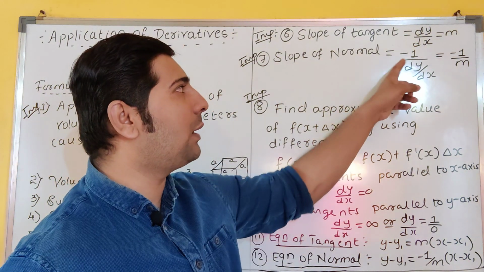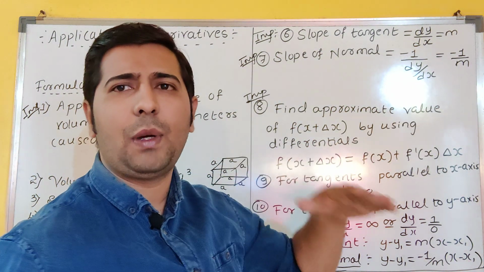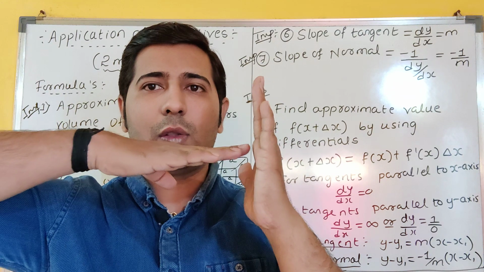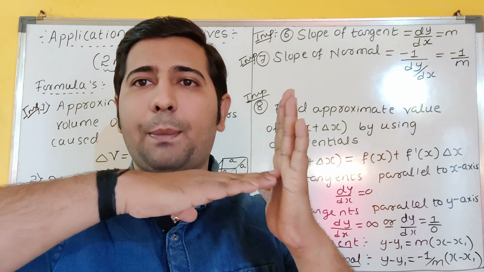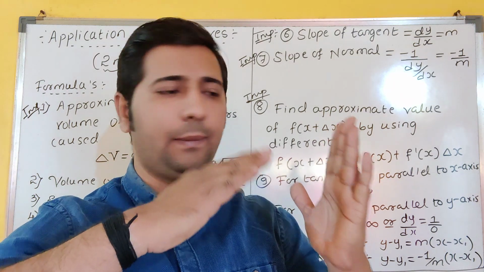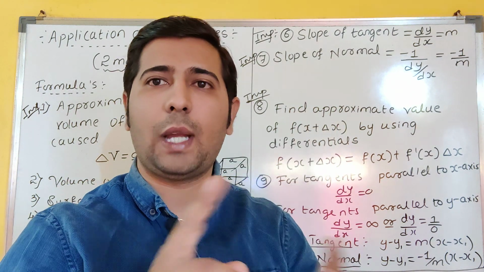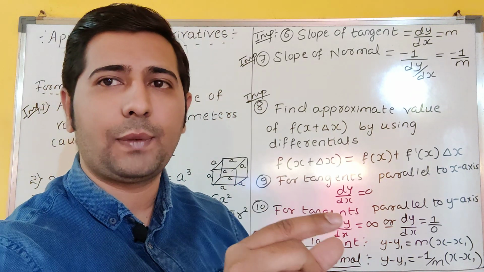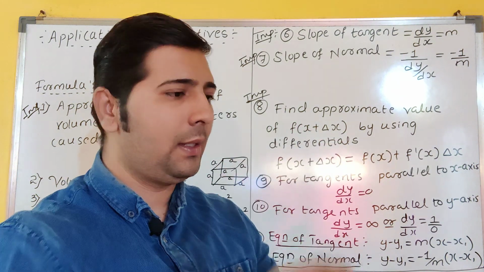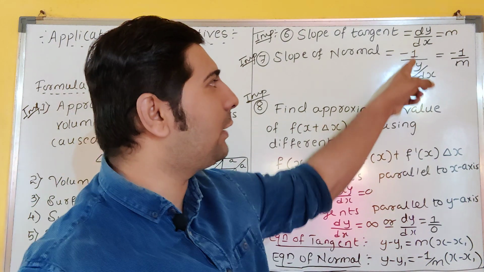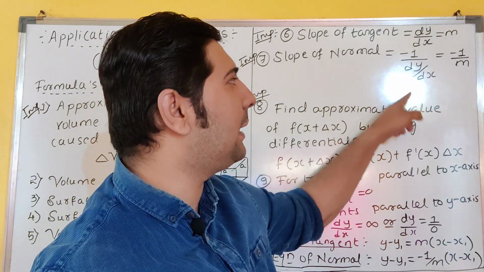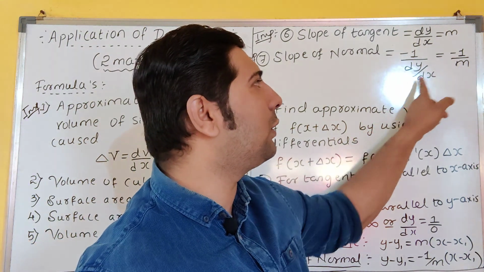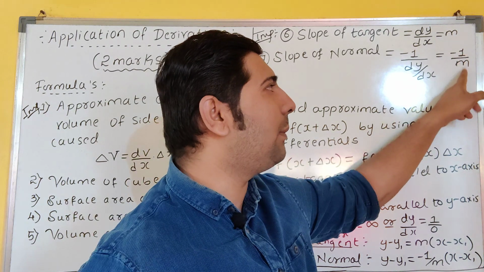So now slope of normal is minus 1 by dy by dx. Slope of normal is basically perpendicular to the tangent. If two lines are perpendicular, you know that m1 into m2 is equal to minus 1. So slope of tangent into slope of normal is equal to minus 1. So slope of normal is minus 1 divided by slope of tangent. Slope of tangent is nothing but dy by dx, that's why minus 1 by dy by dx we have written. This dy by dx is nothing but m. So minus 1 by m, dear students.